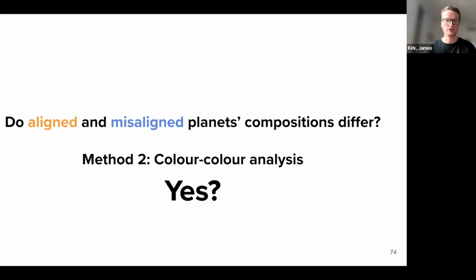So, returning to this question then of do aligned and misaligned planets differ in composition, well, from our color analysis, the answer does appear to be yes. Although, of course, this is in contrast to the retrieval analysis.